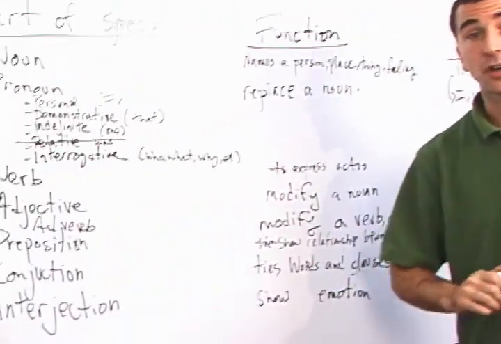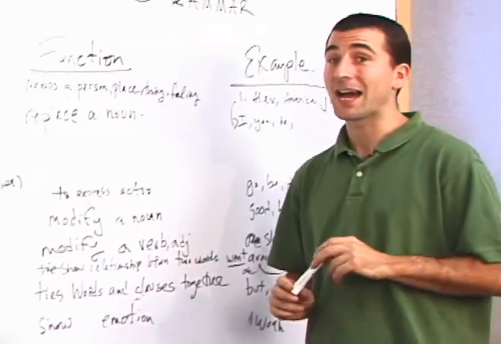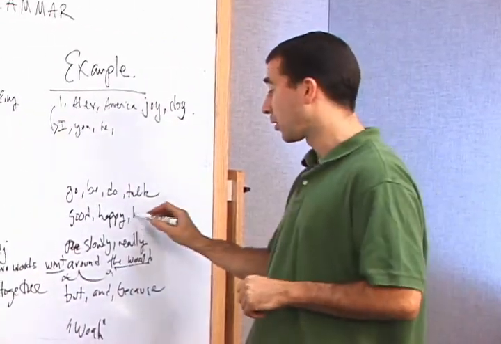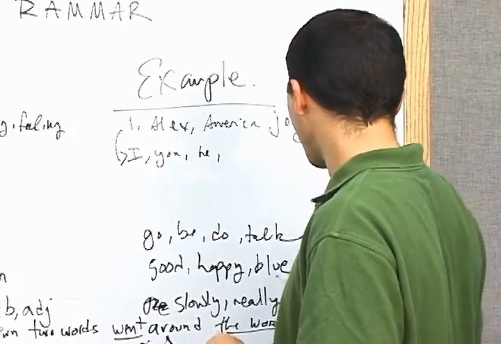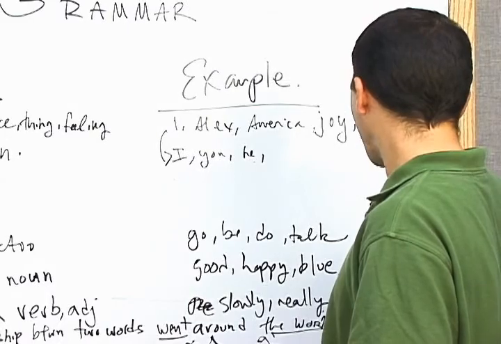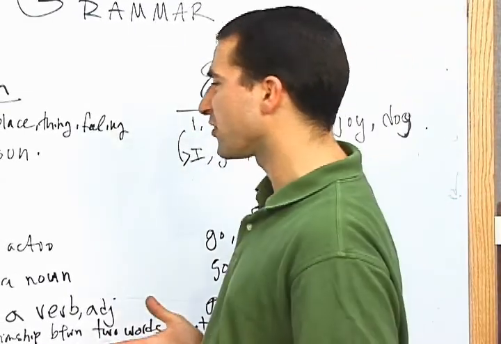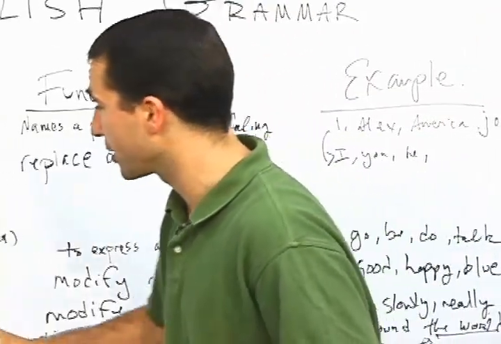Next part of speech I want to talk about is the adjective. An adjective's function is to modify a noun. Example of which is good, or happy, or blue. Or, Paul, what's another adjective? Give me a nice fancy schmancy one. Sad. Sad, that's pretty fancy. Okay. How about auspicious?